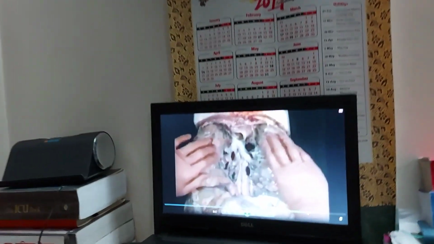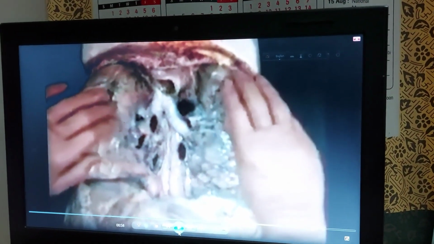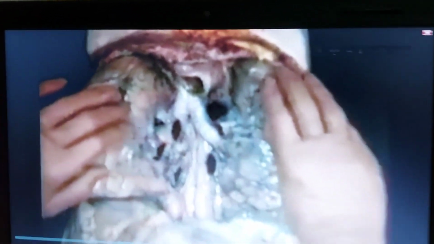So this is the pleura. This is all about the pleura. Now we want to go through another thing of the lung, that is the hilum of the lung. That is the mediastinal surface of the lung. This is the mediastinal surface of the lung.